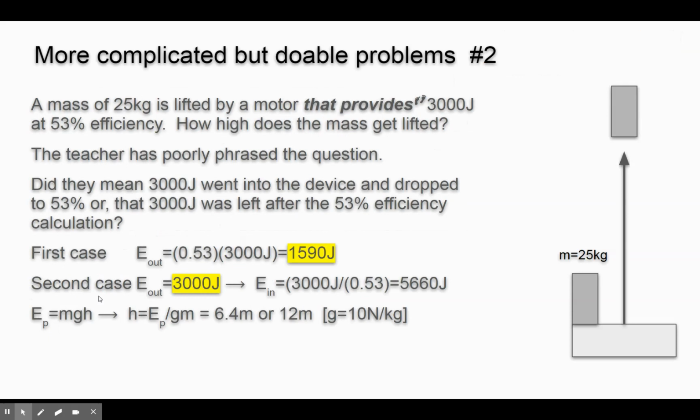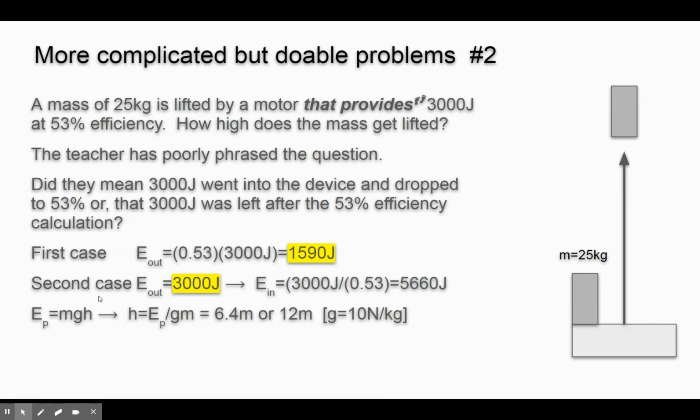Here's a slightly more complicated version of the same. A mass of 25 kilograms is lifted by a motor that provides 3,000 joules at 53% efficiency. How high does the mass get lifted? The problem with this is the teacher has poorly phrased the question. Did they mean that the 3,000 joules went into the device and dropped to 53%, or that 3,000 joules was left over after the 53% efficiency drop had already been calculated?